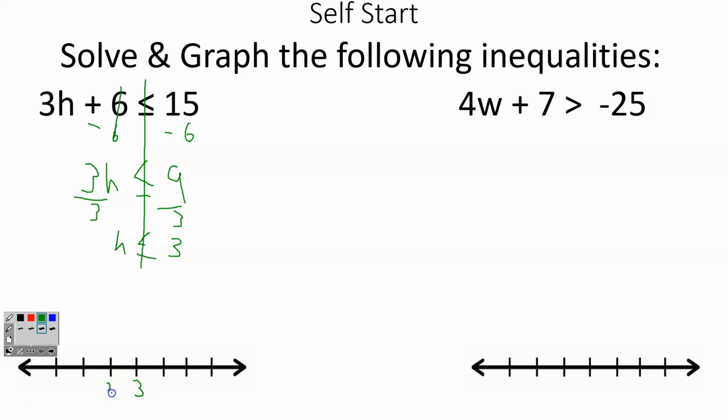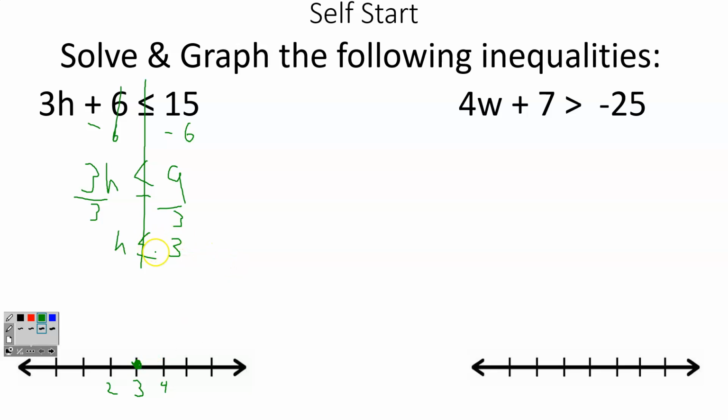I'm going to do the number before it and the number after it to kind of help me out. I'm going to first off look at the inequality sign and determine if I'm going to use an open circle or a closed circle. Because it's equal to, because of that line underneath, that means a closed circle. So we're going to use a closed circle right here at 3.